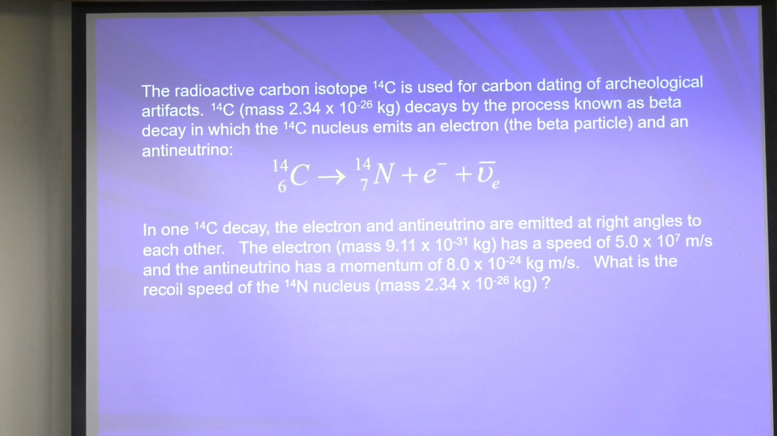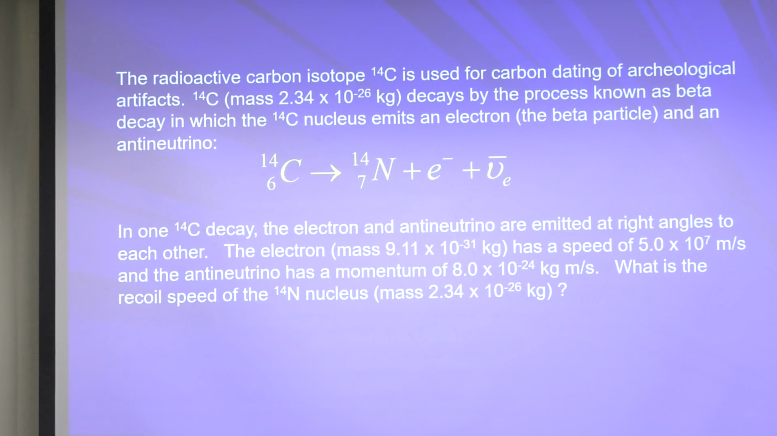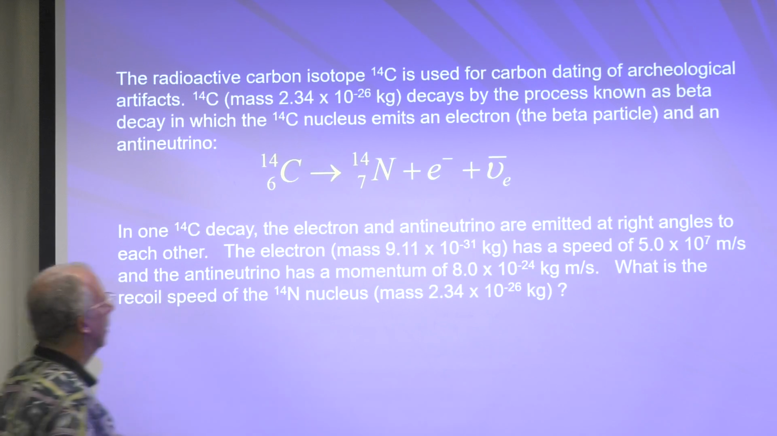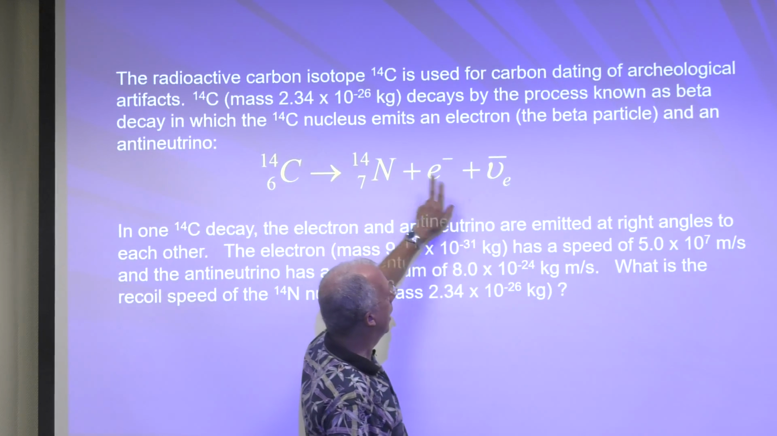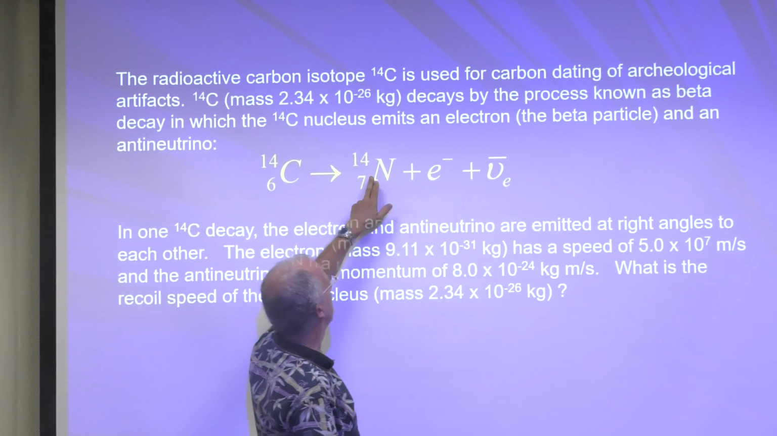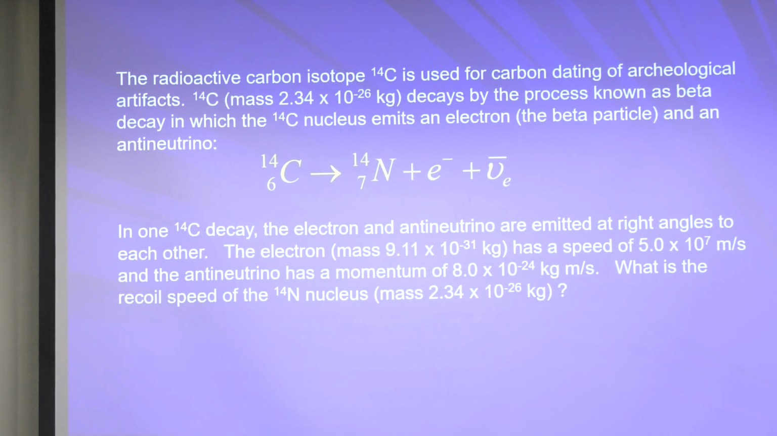Okay, the radioactive carbon isotope carbon-14 is used for carbon dating of archaeological artifacts. Carbon-14 decays by the process known as beta decay, in which the carbon-14 nucleus emits an electron, which is called a beta particle, and the antineutrino. All right, so you have the carbon-14, it spits out an electron and an antineutrino, and what's left is the nitrogen-14. Okay, in one carbon-14 decay, the electron and the antineutrino are emitted at right angles.